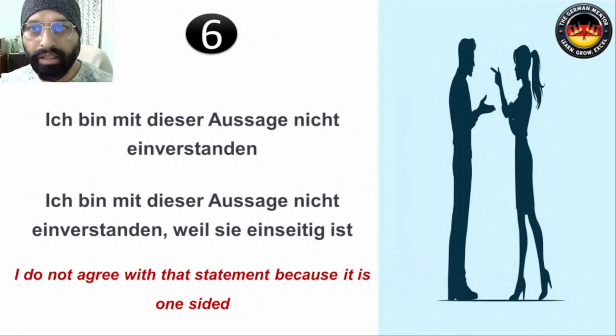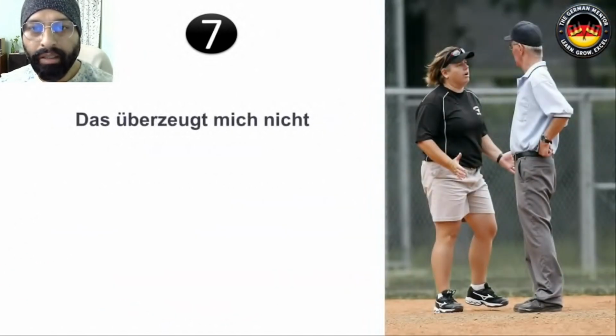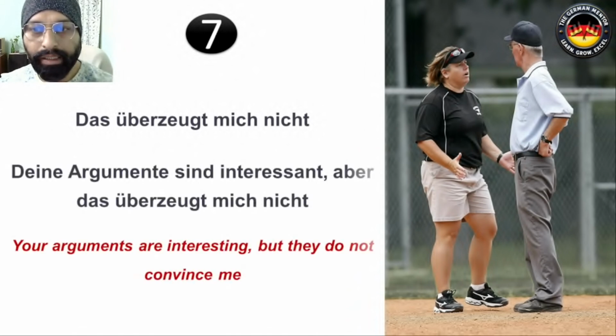Now we check the next one, Nummer 7: Das überzeugt mich nicht. Zum Beispiel, deine Argumente sind interessant, aber das überzeugt mich nicht. Your arguments are interesting, but they do not convince me. So you can also make the same sentence in the formal way. Ihre Argumente sind interessant, and the rest of the sentence will remain the same. So as I have just cleared earlier, you can make the same sentences in the formal way.